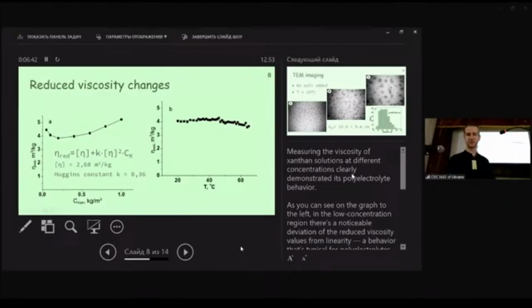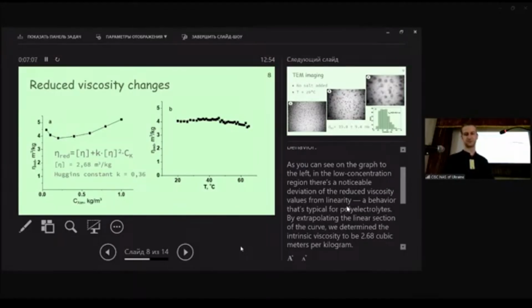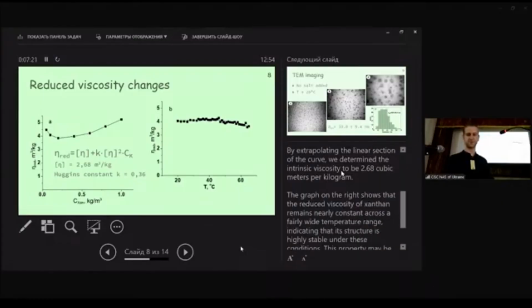Measuring the viscosity of xanthan solutions at different concentrations clearly demonstrates its polyelectrolyte behavior. Here, as you can see on the graph to the left, in the low concentration region, there's a noticeable deviation from the linearity, a behavior that's typical for polyelectrolytes. By extrapolating the linear section of the curve, we determined the intrinsic viscosity to be around 2.68 cubic meters per kilogram.